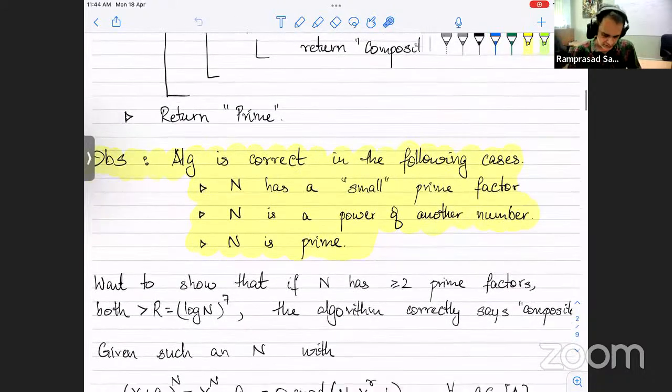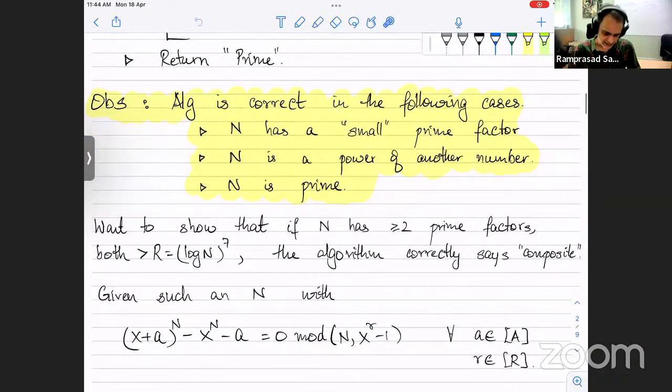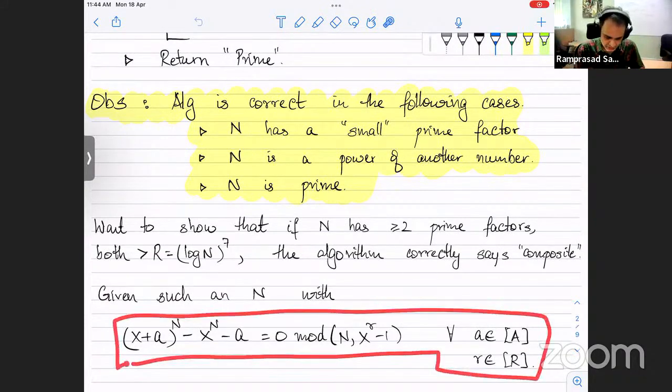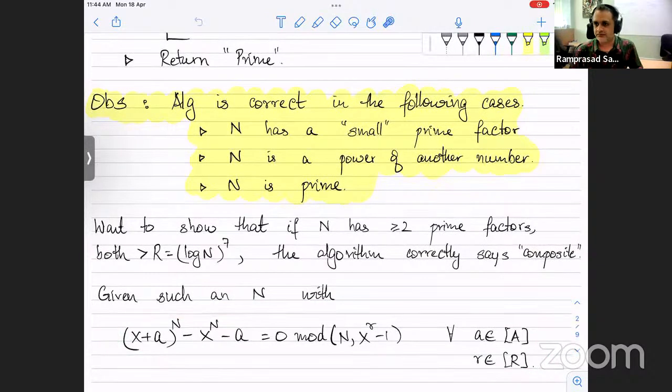Okay. So what are we given? We are told that n is a composite number. It has at least 2 prime factors. It's not a power of something. And both the prime factors are large, but somehow magically all these equations hold, because that's the only way I will return prime. I will return incorrectly prime. And we're going to assume that this happens and figure out why there should be a contradiction. What goes wrong? That's what we are going to figure out.